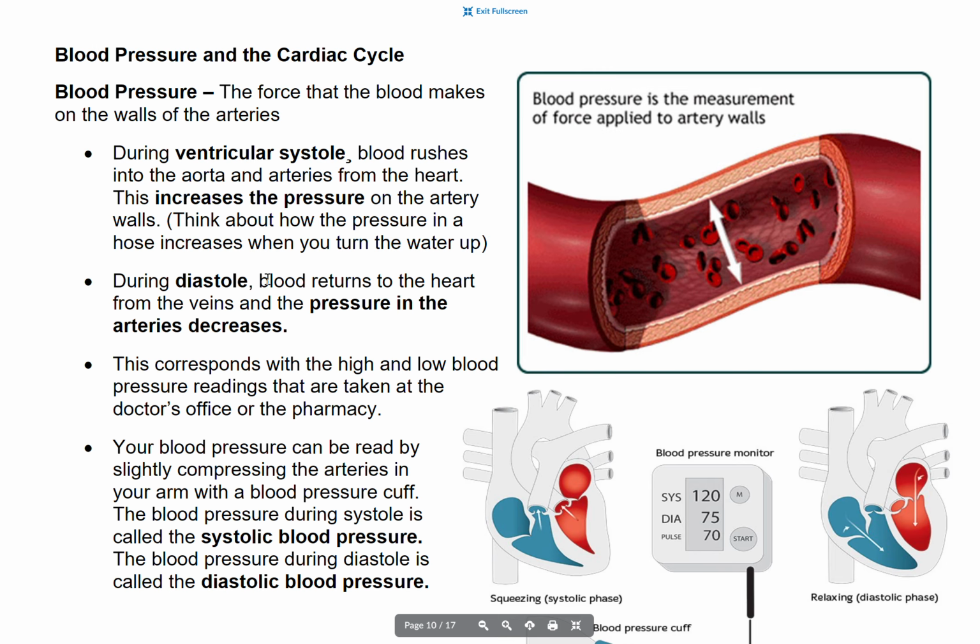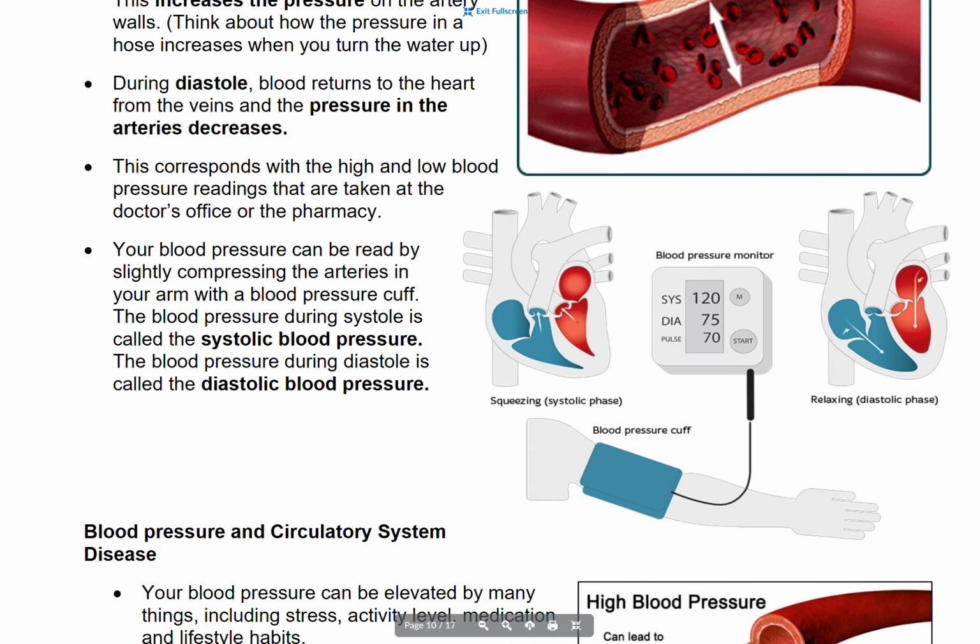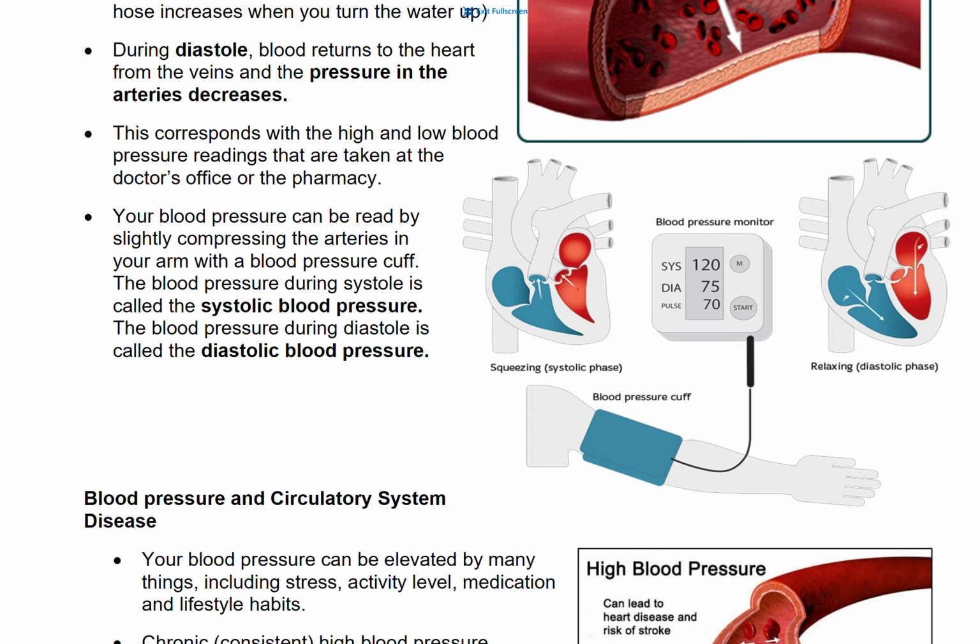And during diastole, none of the chambers of the heart are contracting and blood returns to the heart, right? So the amount of blood inside the arteries is lower and the pressure in the arteries decreases. So this corresponds with the high and low blood pressure readings that are taken at the doctor's office or pharmacy. Your blood pressure can be read by slightly compressing the arteries in your arm with a blood pressure cuff.